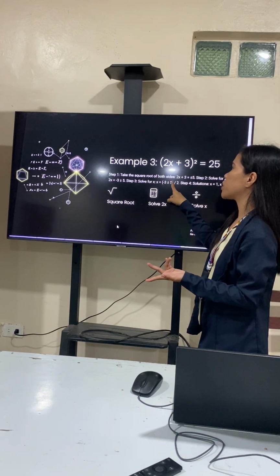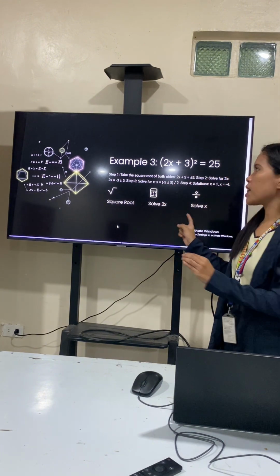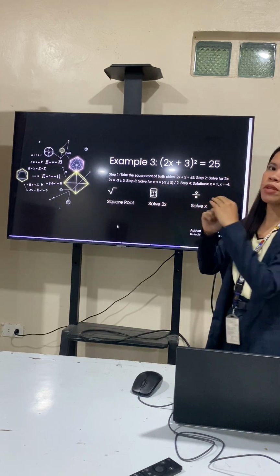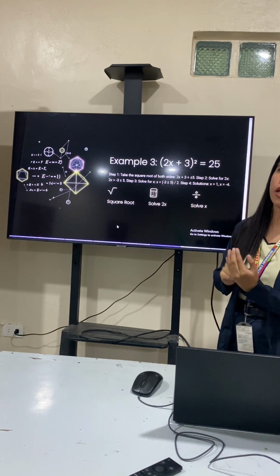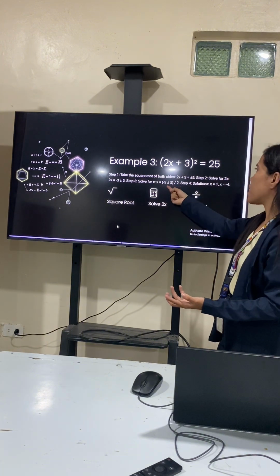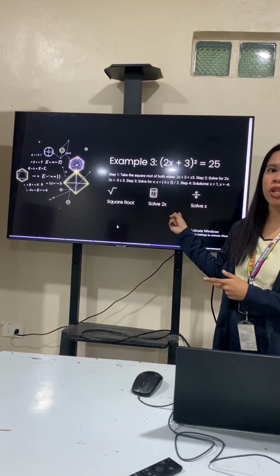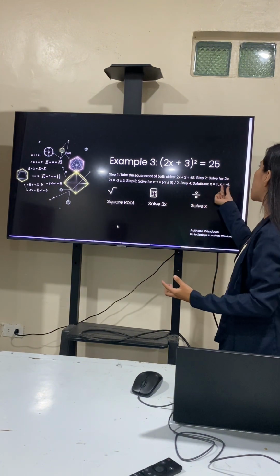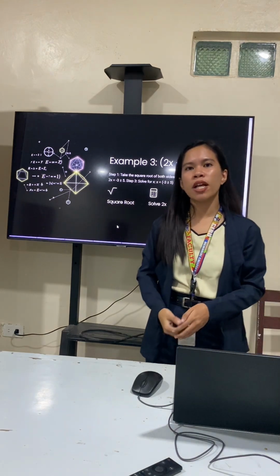Negative 3 plus 5 gives us 2, right? So we divide both sides by 2 to get rid of the 2 so that x will remain. So x will become 1. And the other is negative 3 minus 5 divided by 2, that is negative 8 divided by 2, which gives us negative 4. So that's how we solve this equation.